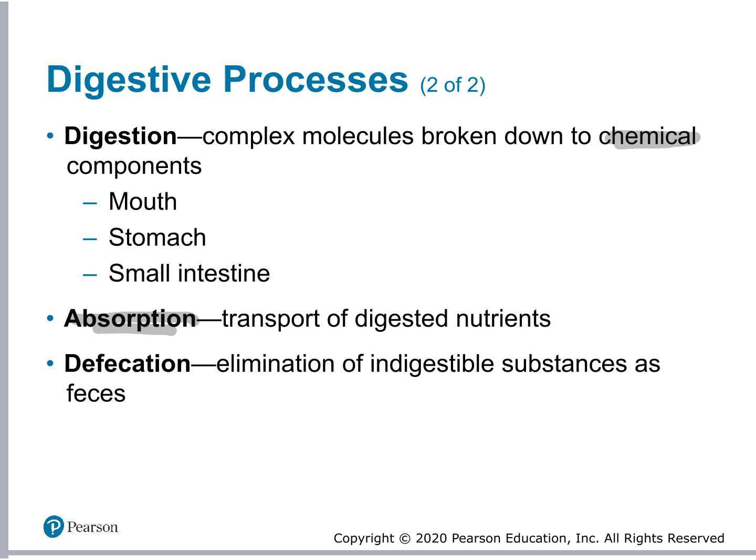So absorption is the moving of these small particles like monosaccharides and amino acids into your circulation. And then anything that is not digestible, anything that's still left in the lumen when it gets to the large intestine, that's going to be feces, and then we have to eliminate it. The process of elimination is called defecation.